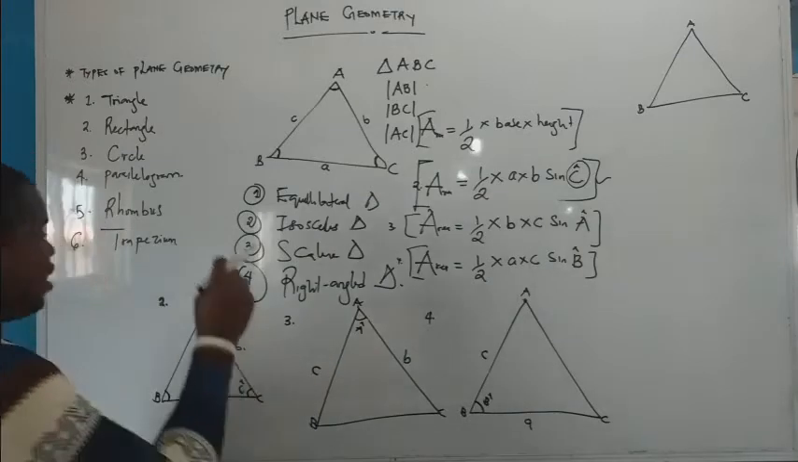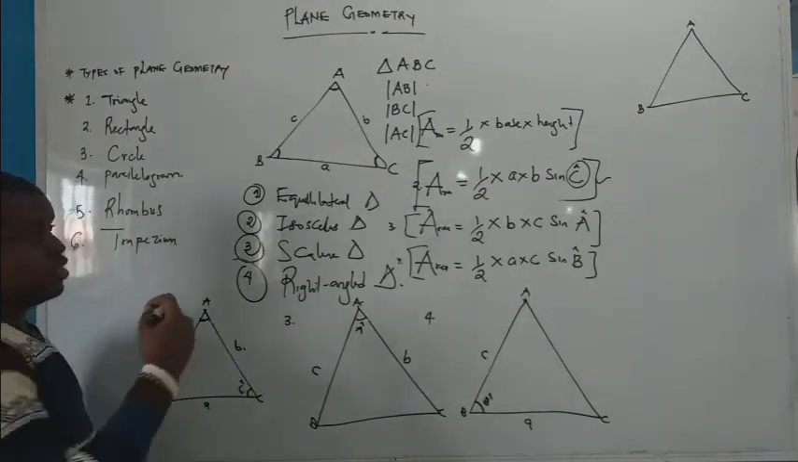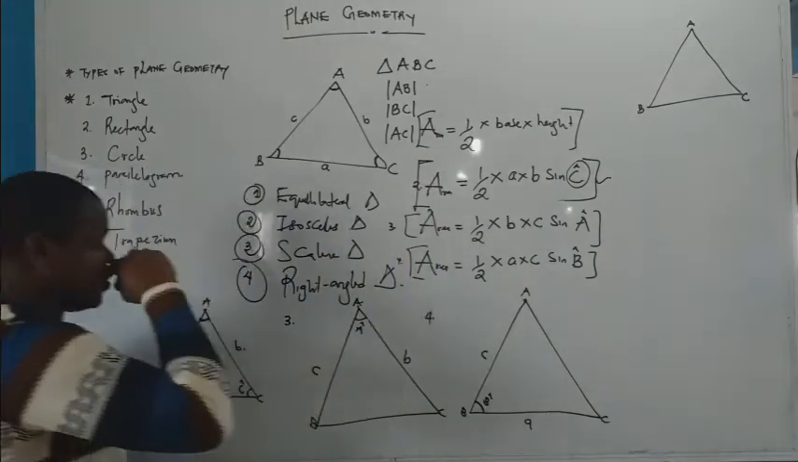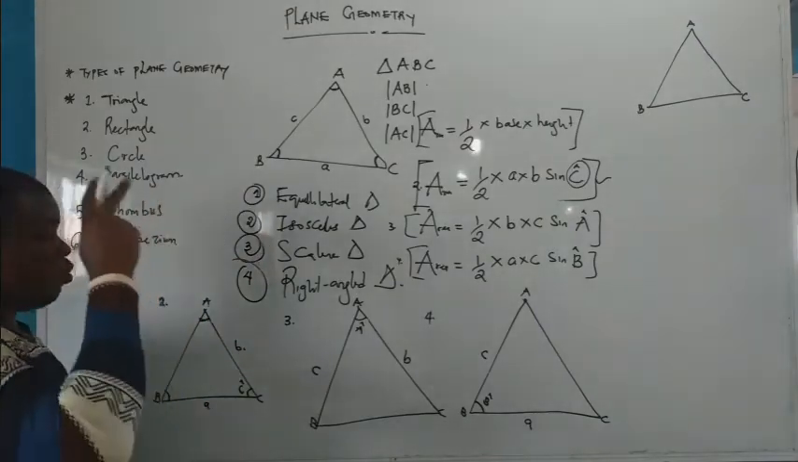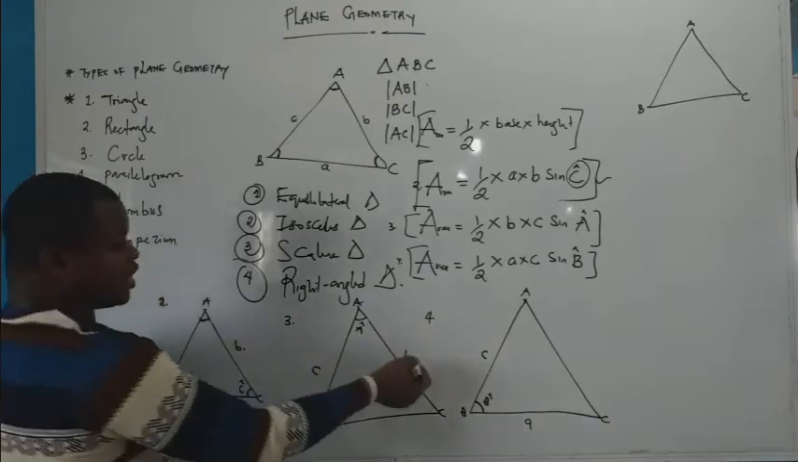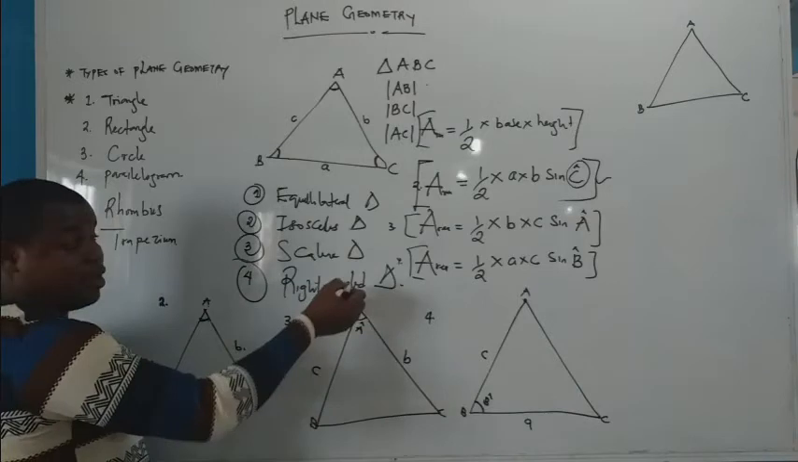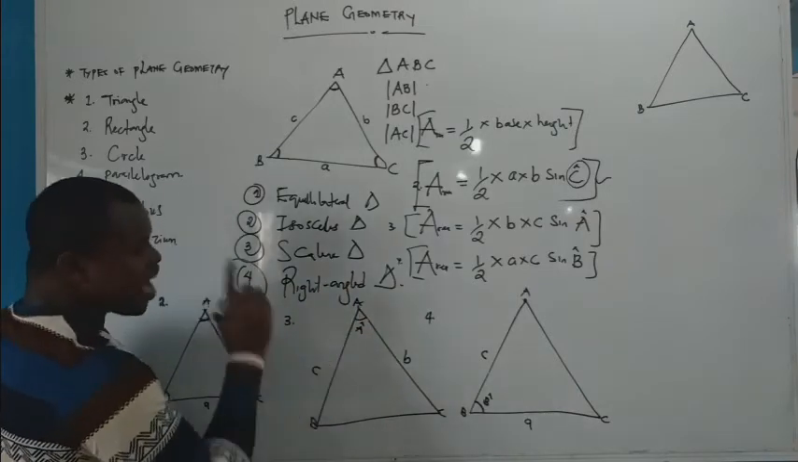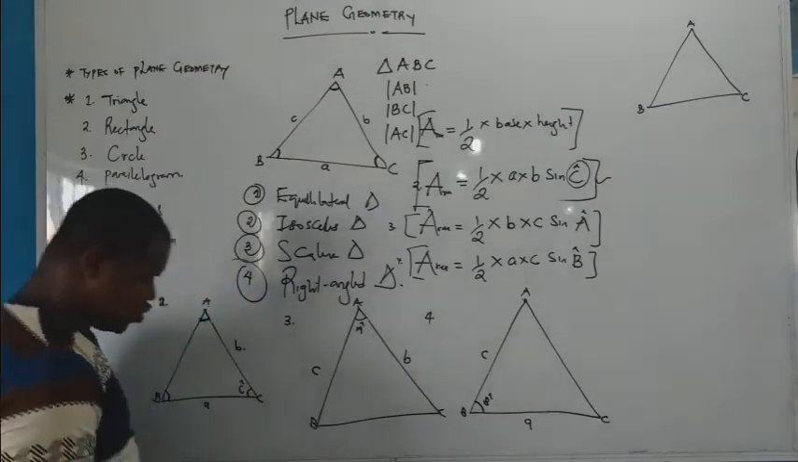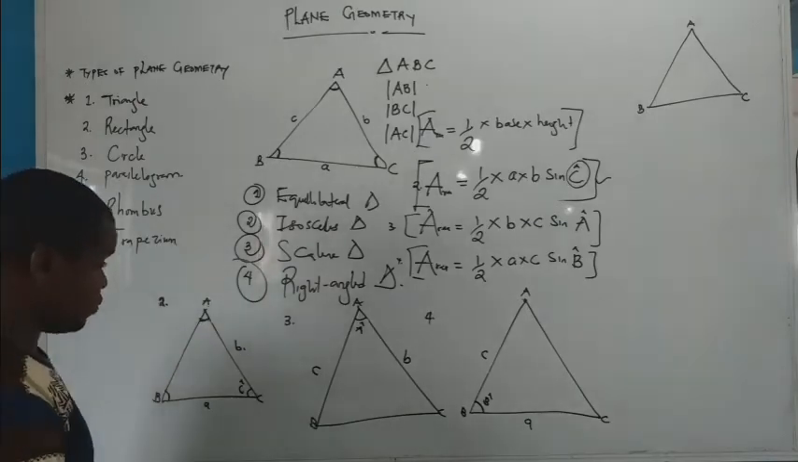If you are given a question and the examiner wants you to apply any of these formulas, he's going to give you two sides and one angle. Two sides and one angle, okay? So you might be given, let's say, side b, that's the AC, and side c, AB. Then the angle between the sides is what you have to apply in the formula. So let's take a look at the first example.